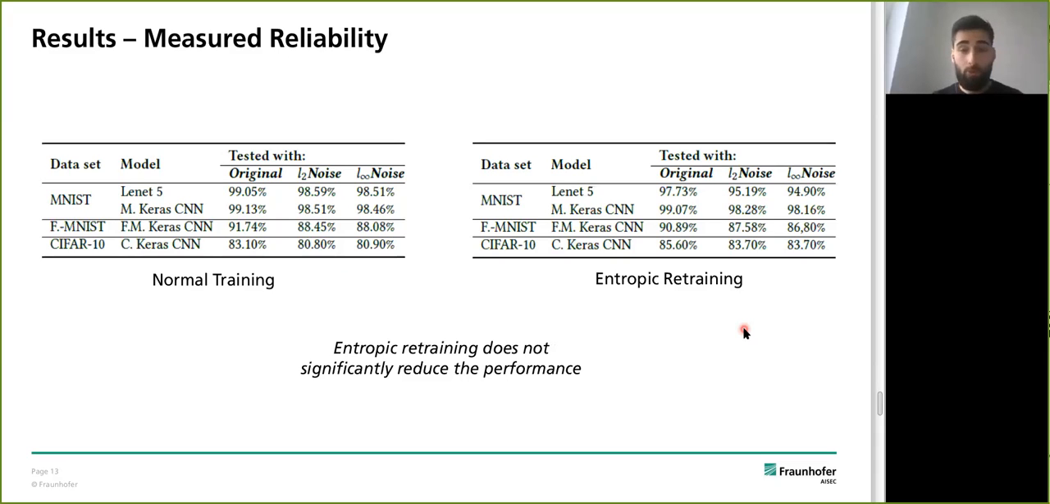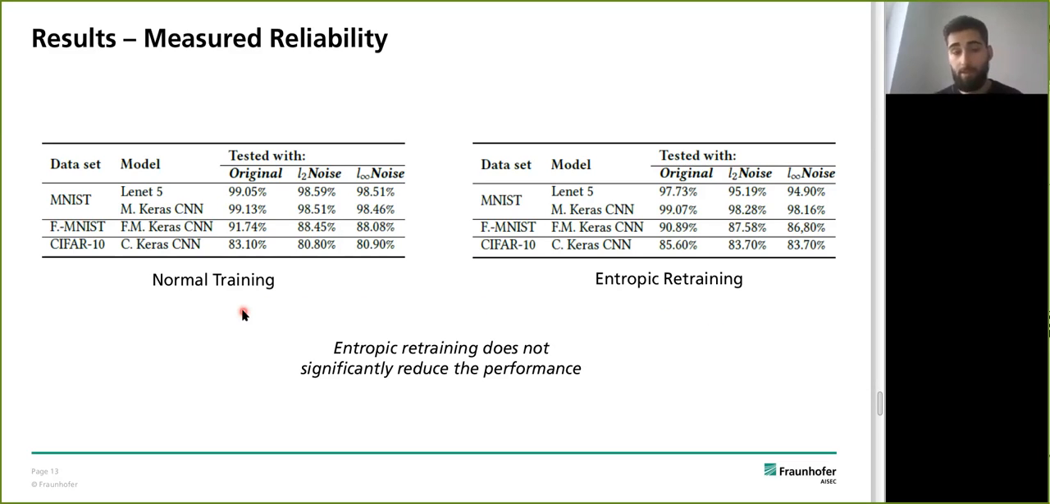In the next experiment, we wanted to see if there is also a trade-off similar to adversarial training, where we optimize towards robustness, but lose a little bit of performance regarding the accuracy of the neural networks. And here in this case, we partially can confirm this observation.